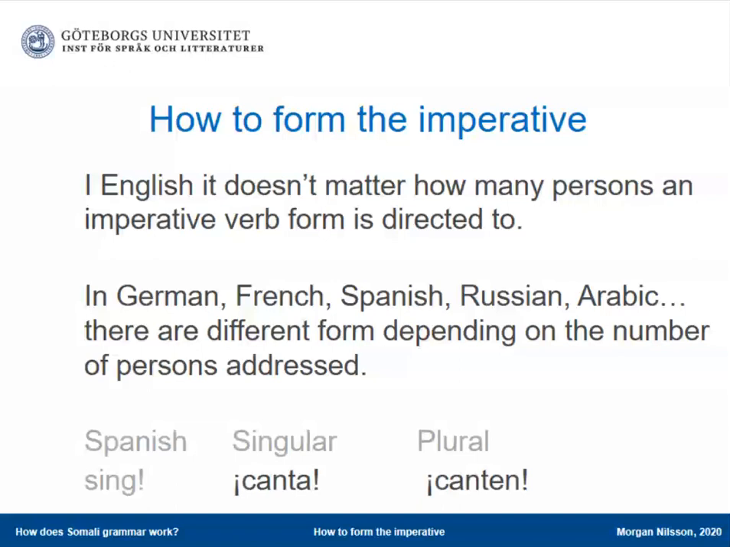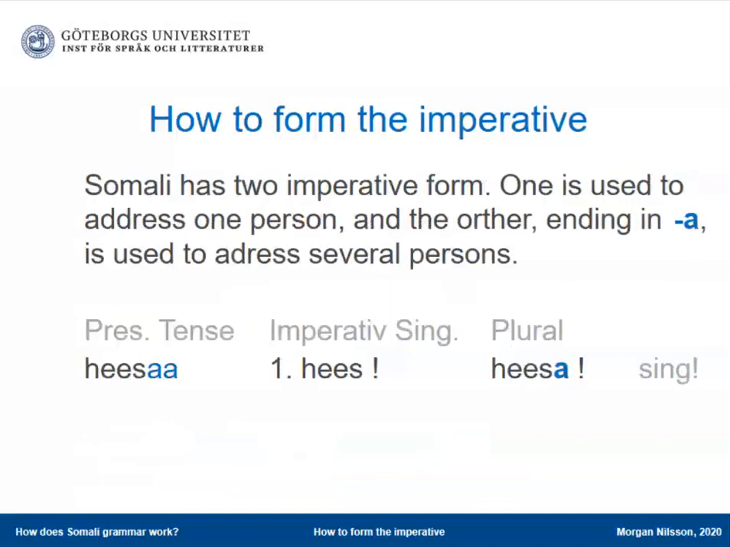For example, in Spanish you have an imperative that means sing, and if you address one person you use the singular form canta, and if you address several people you have to use a plural form, canten. So how are these two forms, how do they look in Somali?